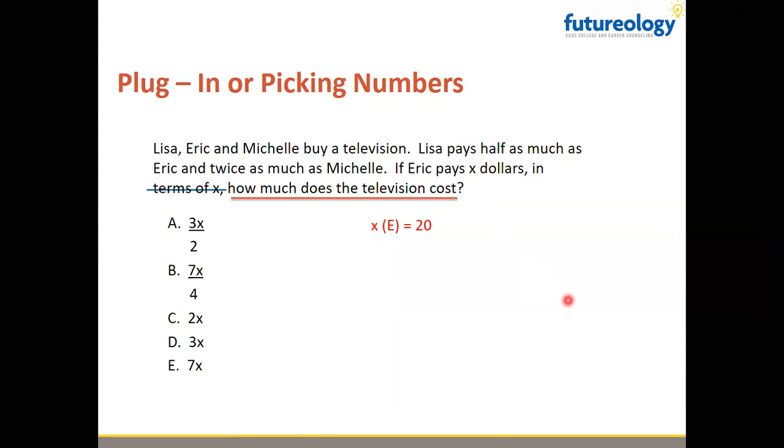So Eric's paying $20. I'm making it $20, okay? Because, well, I know the test very well, and I know what good numbers are. The reason I'm picking 20 is because it talks about something about half and twice as much. I need a number that these things can go into, half and twice, and 20 is a good number like that.